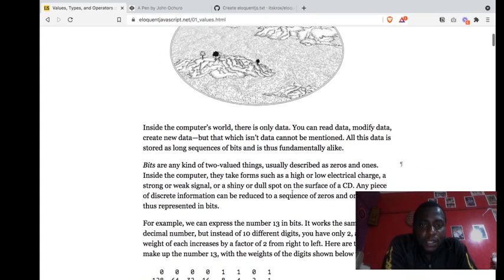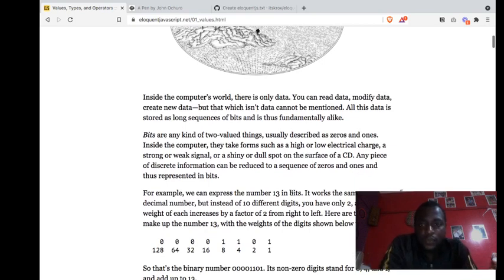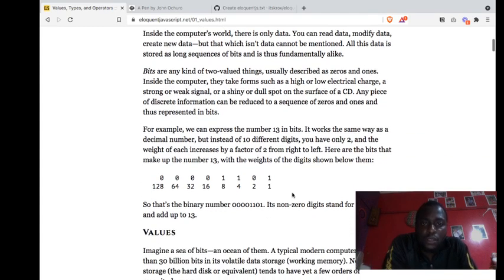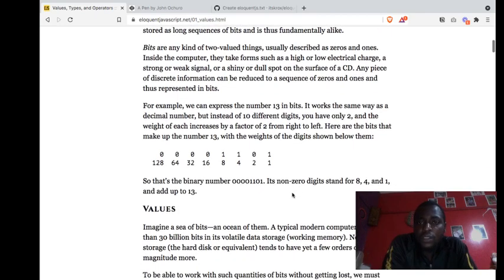Cool. All right. So inside the computer's world is only data. You can read data, modify data, create new data, but that which isn't data cannot be mentioned. That is a computer's world. All this data is stored as long sequences of bits and thus fundamentally alike. Data looks alike. Bits are any kind of two-valued things, usually described as zeros and ones. Inside the computer, they take forms such as high or low electrical charge, a strong or weak signal, or a shiny or a dull spot on the surface of a CD.